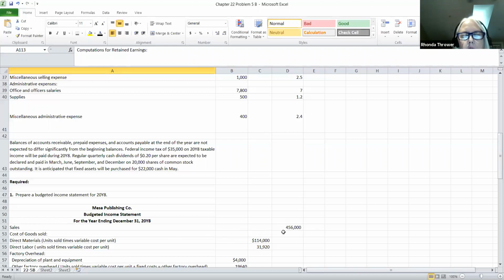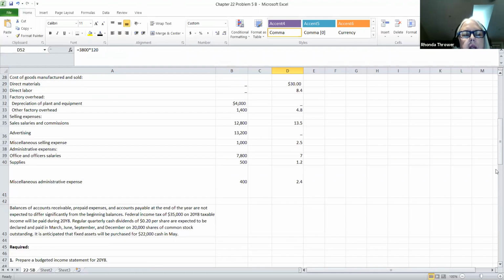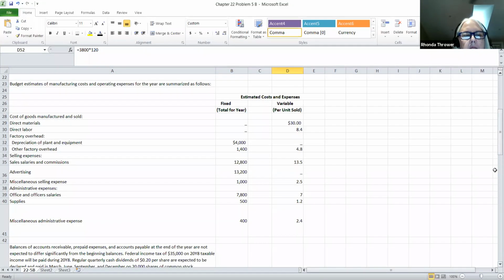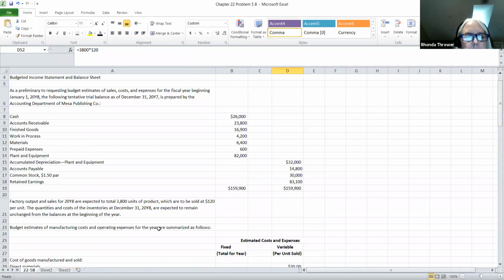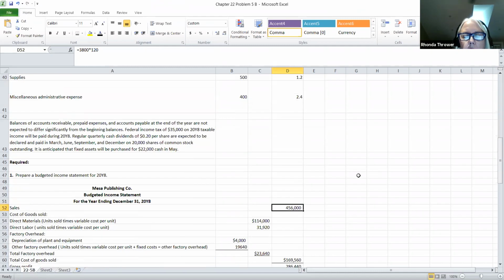And the total amount of the sales of $456,000 is determined by taking the total number of units sold during this period of time, which is right here, times the selling price of those units, which is $120. So 3,800 times $120 will give you the total sales that we start with on the income statement.